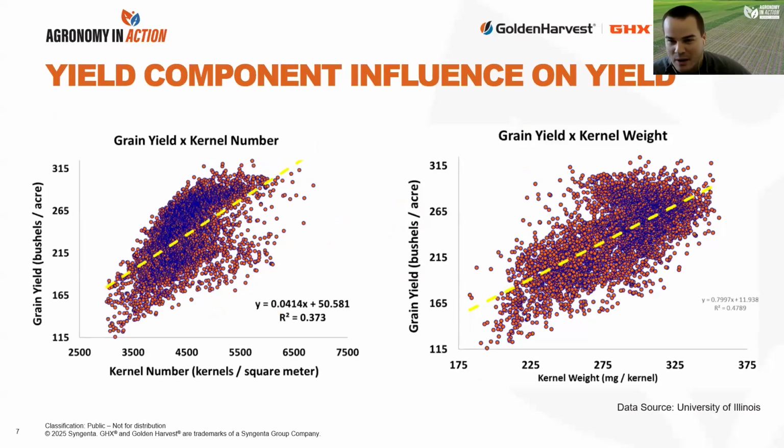So thinking about the other two components, kernel number and kernel weight, here is the correlation between grain yield and kernel number on the left, and grain yield and kernel weight on the right. And not really surprising here, there is a strong correlation between grain yield and more kernels. If you have more kernels, you're going to have higher grain yield. Similarly, if you have higher kernel weights, you're going to have higher grain yield. So nothing too surprising there on the correlation between those yield components and grain yield.